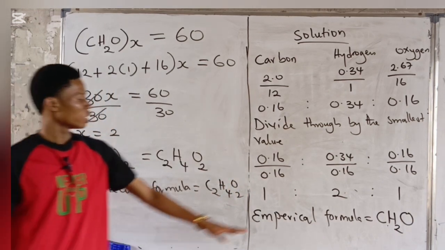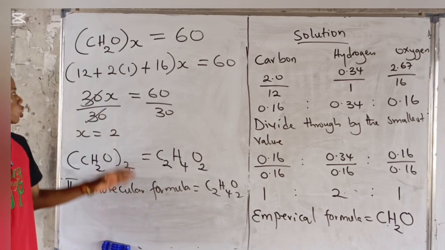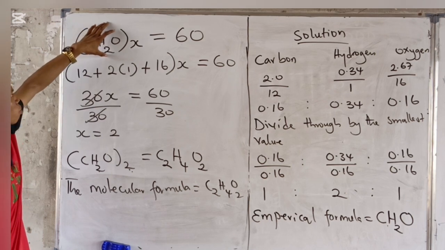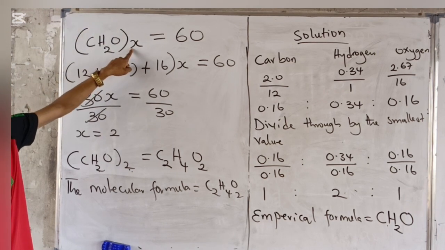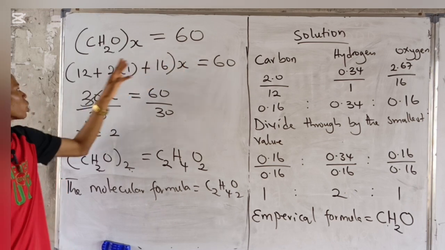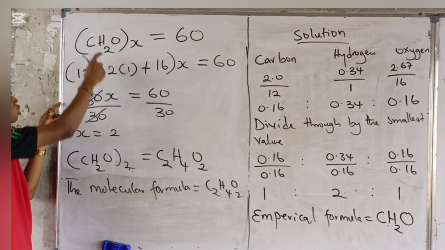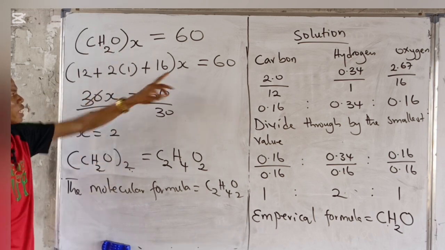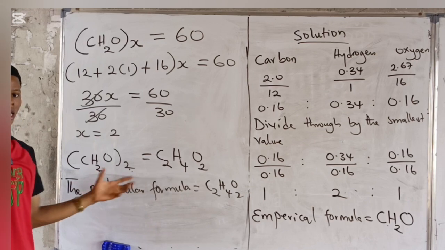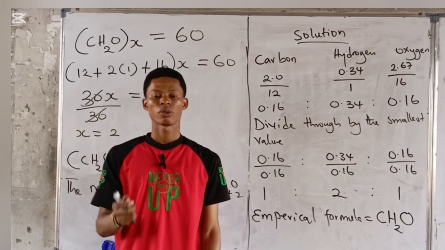So we've gotten the empirical formula and we've also gotten the molecular formula. So to get the molecular formula, all you have to do is just take the empirical formula and put it in the bracket, then put X outside, then equate it to the relative molecular mass you're given. Then here you put the relative atomic mass. That of carbon is 12 plus 2 times that of hydrogen plus oxygen, and find X. Then after you find X, you open the bracket with the value of X, and you get your molecular formula. So I'm going to take another exercise, another example.